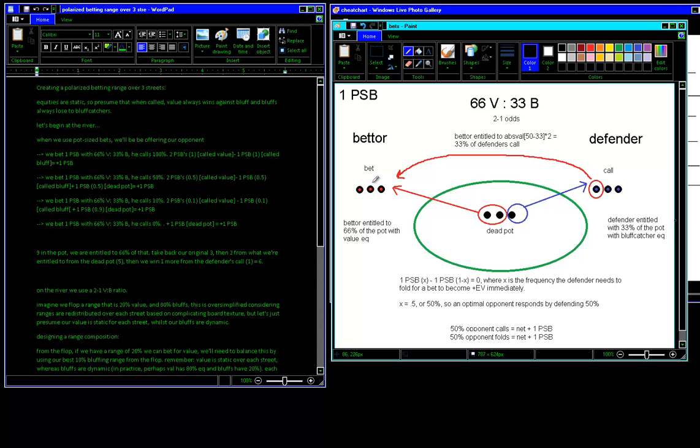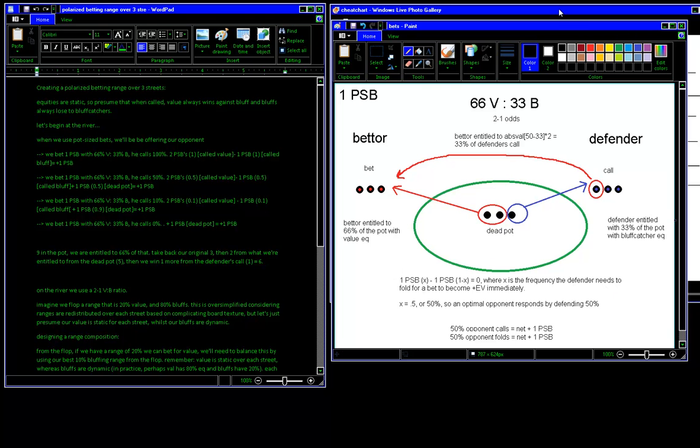better. So the optimal opponent uses that as a parameter to better define his defending frequency. So the defender calls 50% to hinder the better from making a plus EV bet. And that's how he responds.